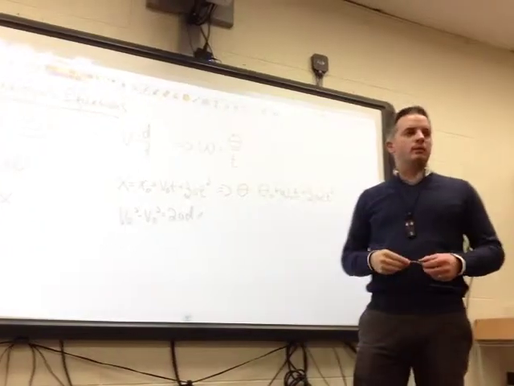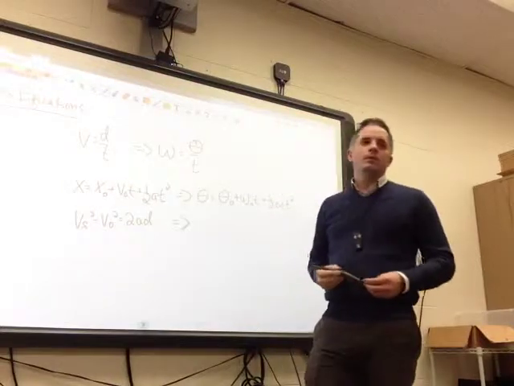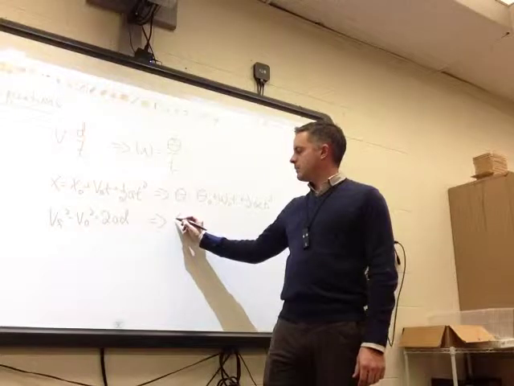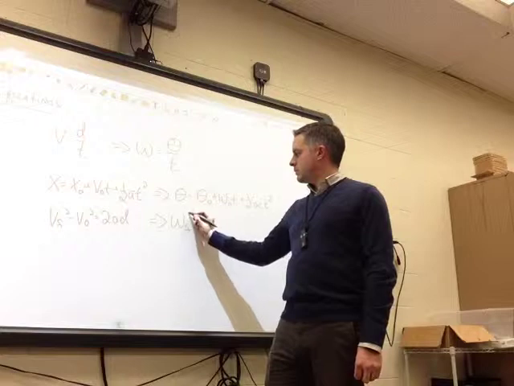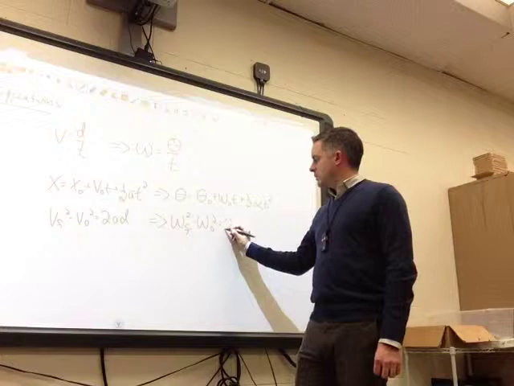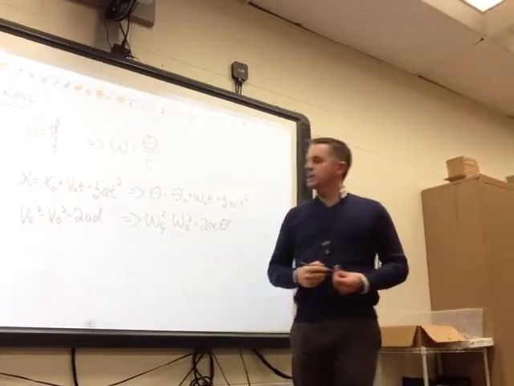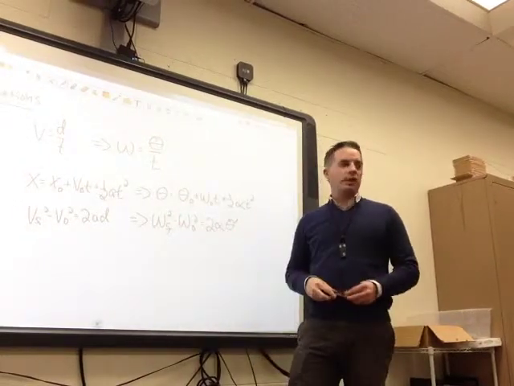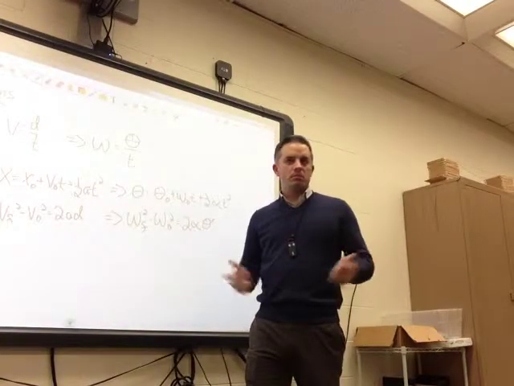Let's say we have v sub f squared minus v sub o squared equals 2ad. Will, what do you think that would be? Angular speed final squared minus angular speed original squared is equal to 2 alpha theta. Good. So we've got omega sub f squared minus omega sub o squared equals 2 alpha theta. Makes sense, right?